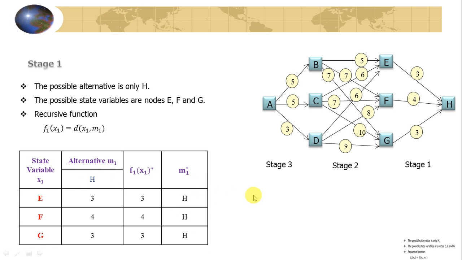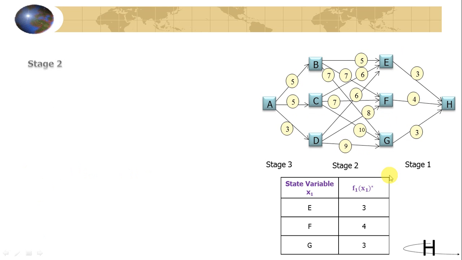Now let's move towards stage 2, that is, the salesman is at position B, C or D, and he wants to travel from these locations to either E, F or G. Now stage 2, this table shows the output from stage 1. So with respect to state variables E, F and G, the values of the stage decisions are 3, 4 and 3.